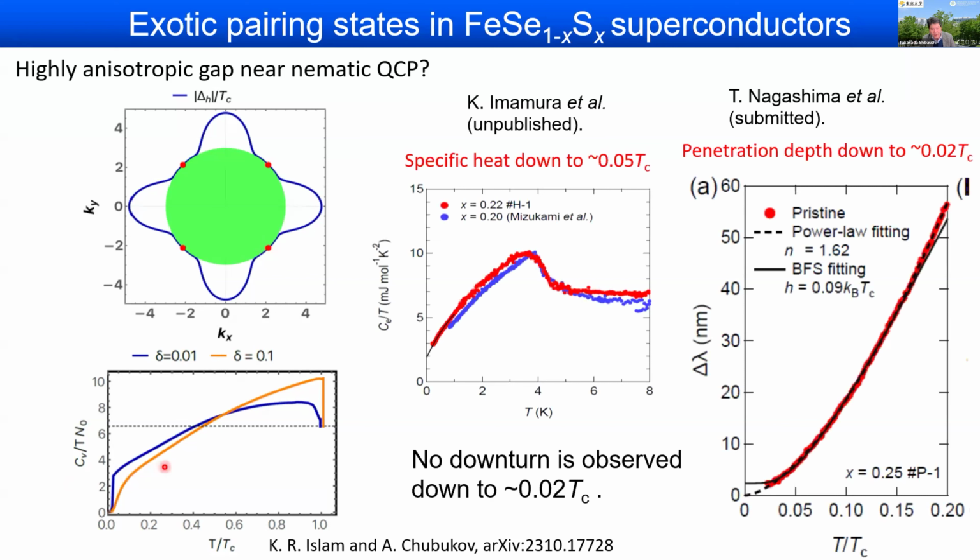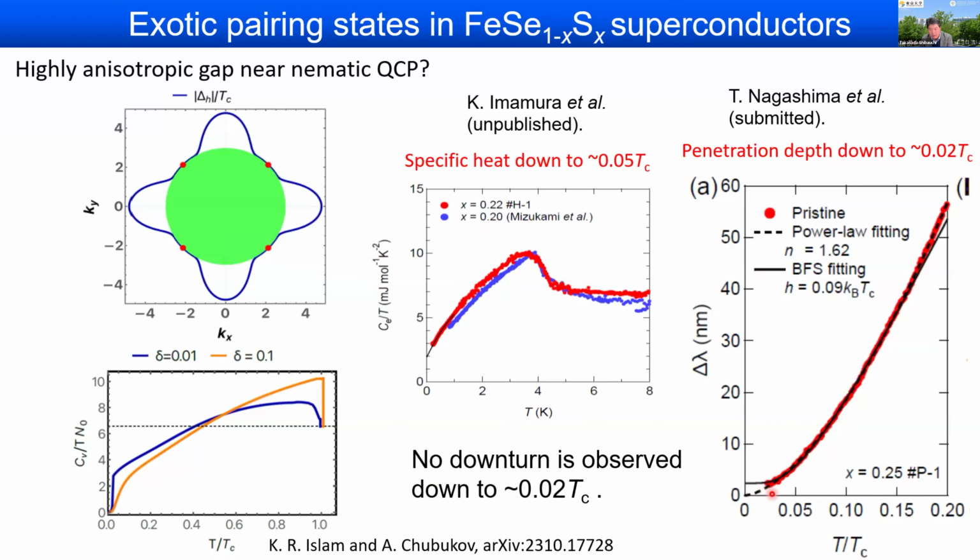And so to check this idea, we actually measured the specific heat down to low temperature and also the penetration depth down to 0.02 Tc. But so far we haven't seen any downturn deviation. So we still see a very large residual density of states. And furthermore, they expect that if you go far away from the nematic QCP, this curvature is going to be damped. However, we actually go to 0.25, which is far away from the QCP, but we don't see this kind of behavior yet.